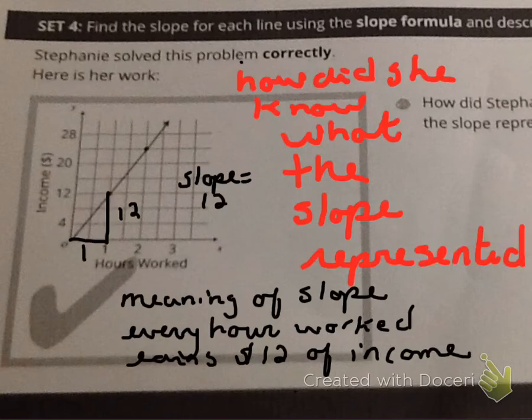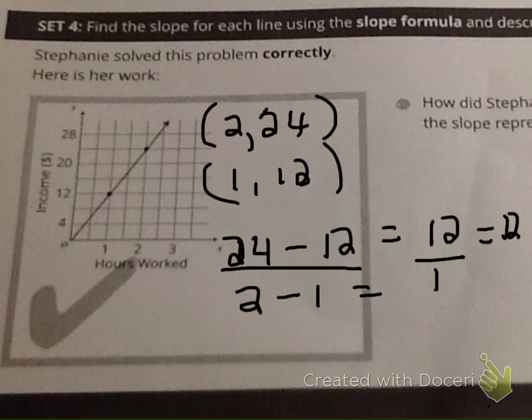She said that it represented every hour worked earns $12 of income. She knew what it represented because if you look here, this is hours worked. And if you look for 1, you always want to figure out what it is at 1. And your slope always means what it is at 1. That's why you write it this way. So if you look here, this is hours worked. So for every 1 hour worked, you earn $12.